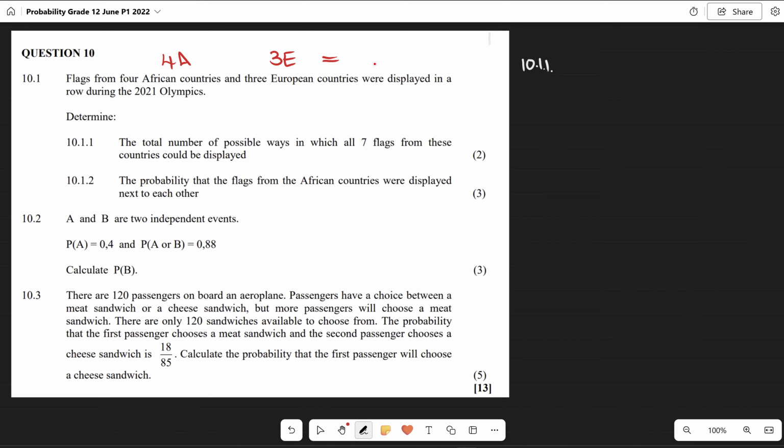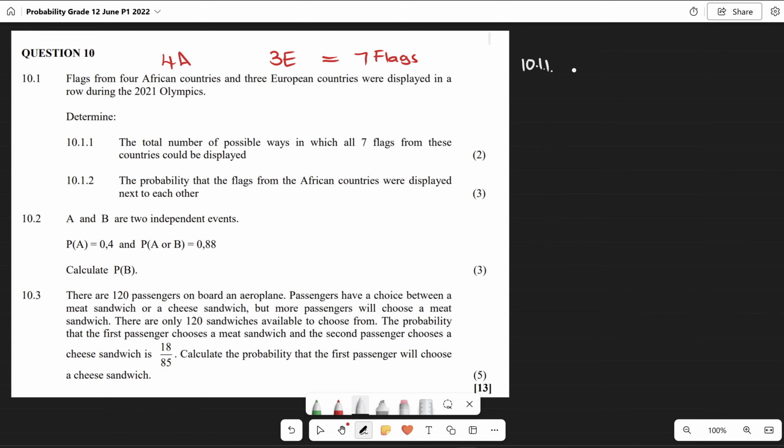So in total, how many flags do we have? We have 7 flags. They're saying now, determine the total number of possible ways in which all 7 flags from these countries could be displayed. If you look at this question, we are not given any rules to follow or any order that we need to arrange these flags. We're just arranging them in any way.